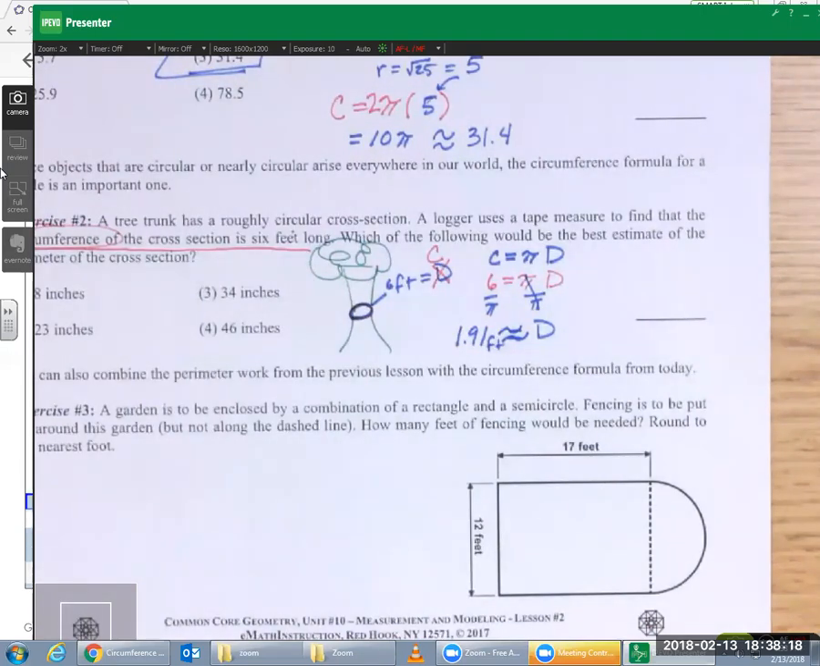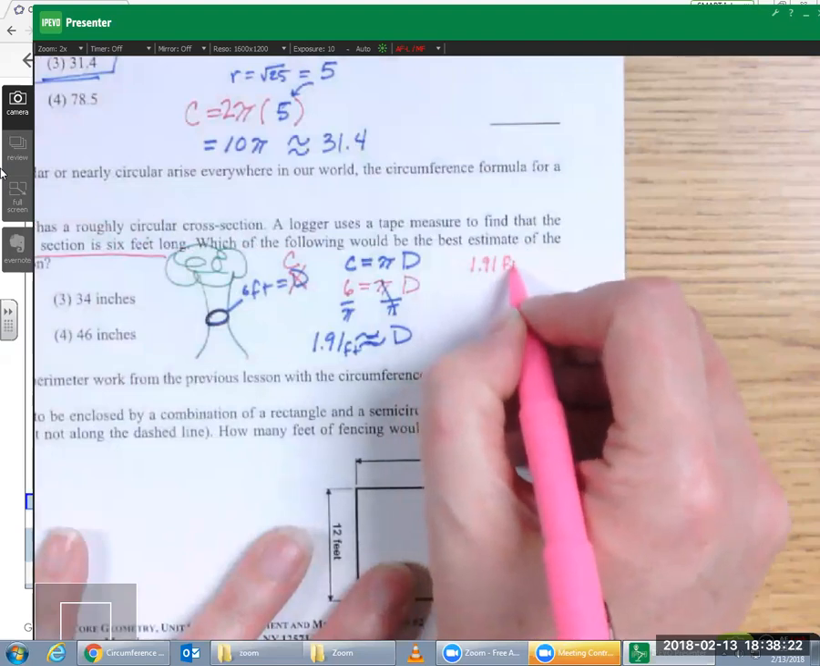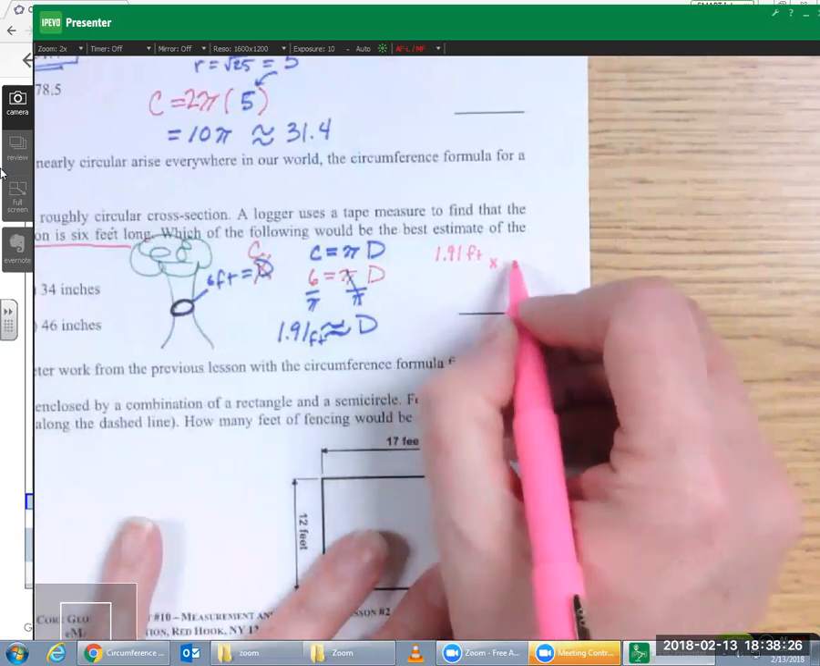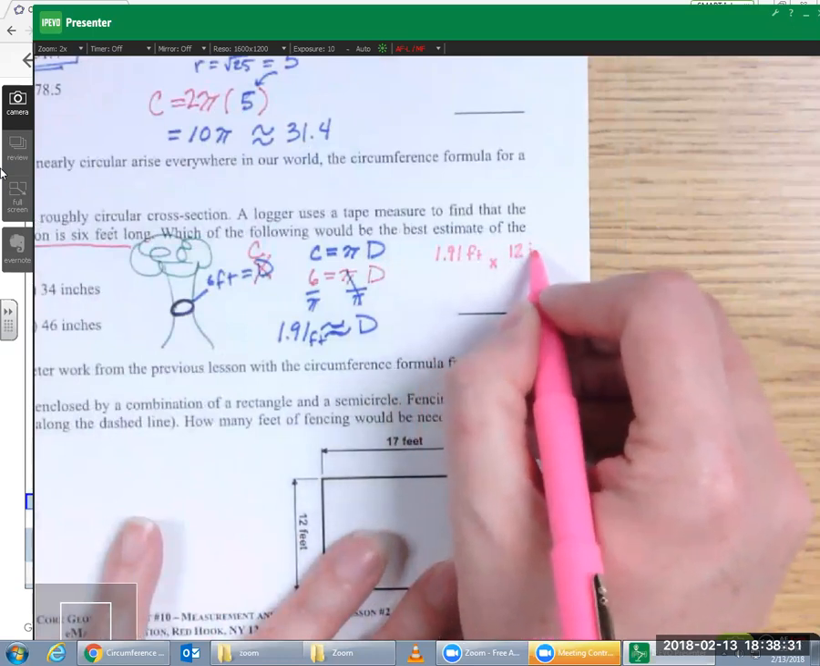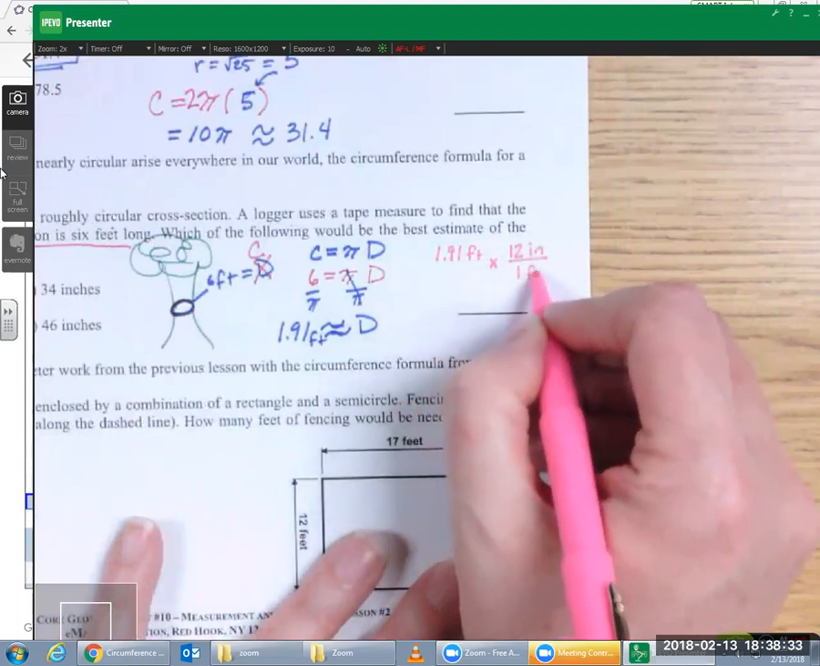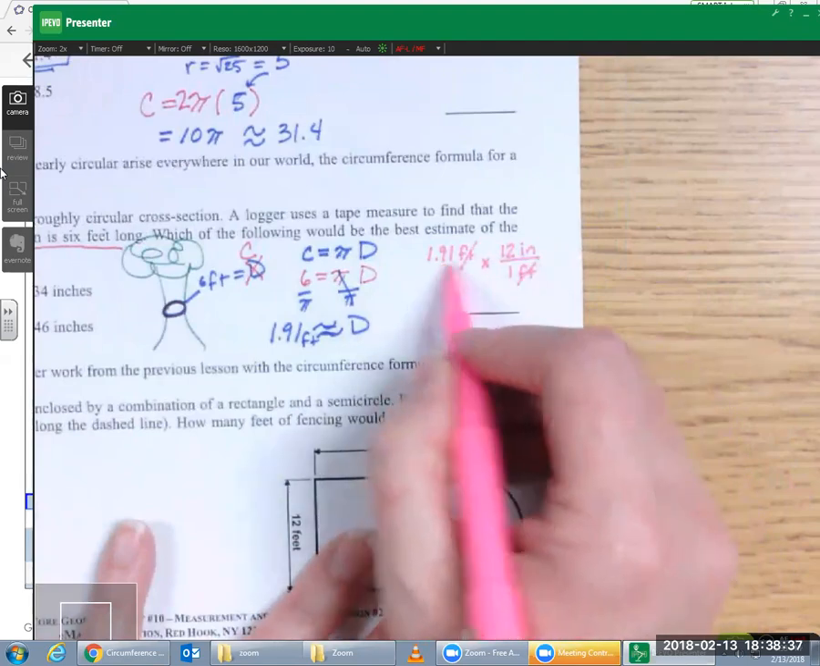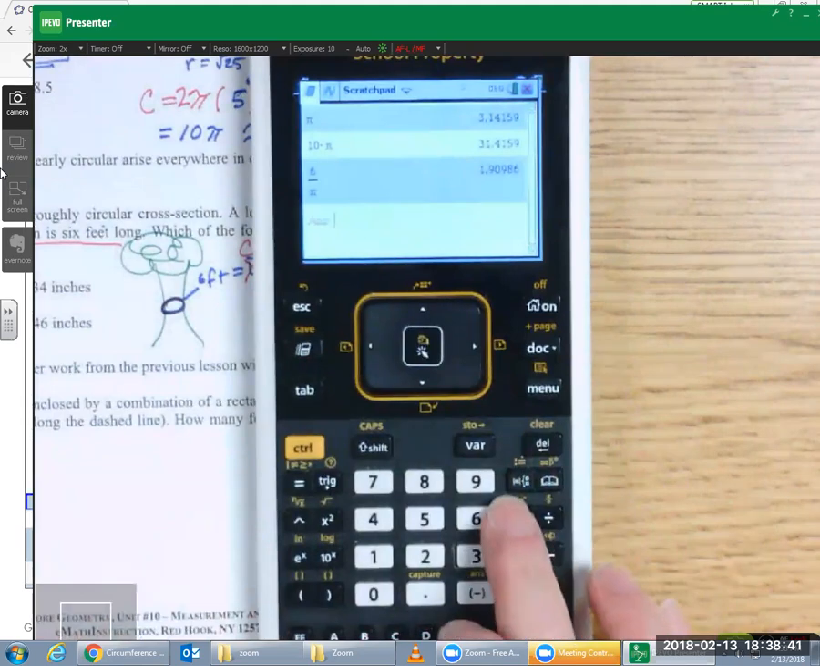I'm going to do that over here on this side. All right, so 1.91 is feet. Now let me multiply that by a conversion factor. You should know that there are 12 inches in a foot. So I'm going to multiply that by the 12 inches in 1 foot. That'll let me cancel the feet here. And now I've got 1.91 times 12. That should be my inches. So let me just hit times 12.